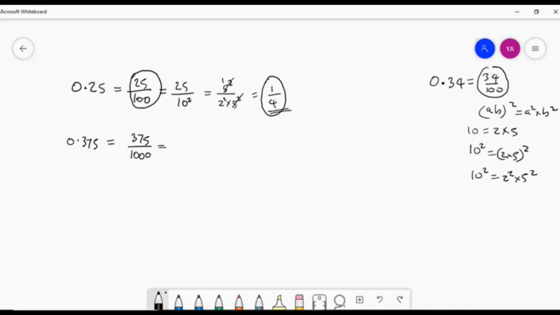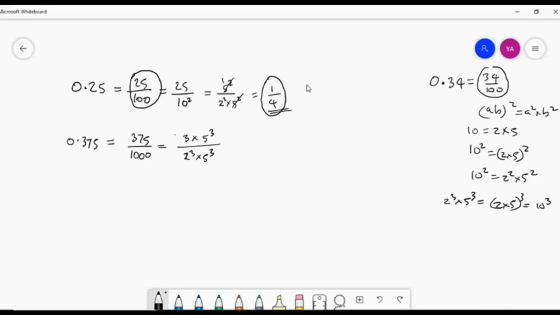5 cube into 3, correct. You can write it as 3 into 5 cube, so we start with the smaller number. Now, how can we write 1000? 1000 can be written as 2 cube into 5 cube. What is 2 cube into 5 cube? It is 2 into 5 whole cube, that is 10 cube, that is 1000.